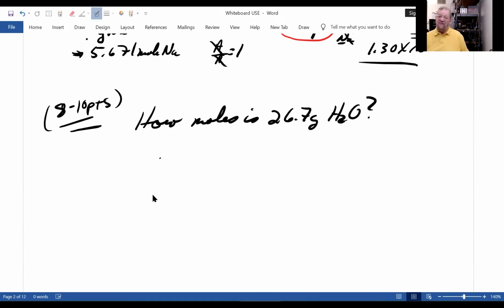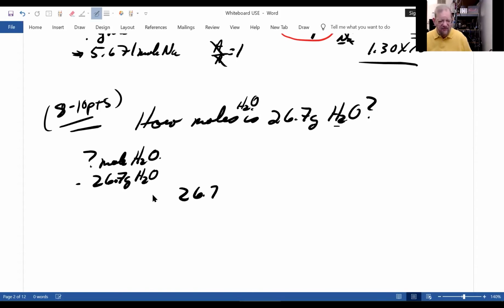And notice there's a lot more points, and I'll show you why. The question is, how many moles of water is 26.7 grams of water? So what are we trying to find? Moles of water. What are we given? 26.7 grams of water. This is the only thing we have to start with.